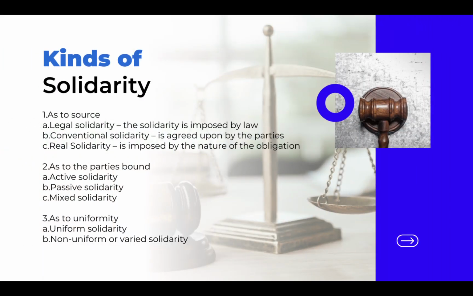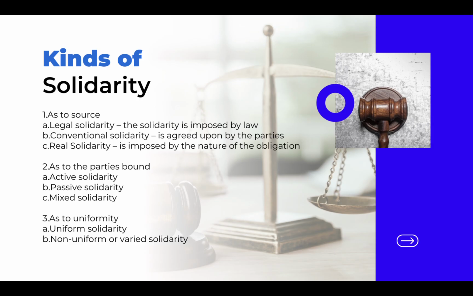Okay? What are the kinds of solidarity? As discussed earlier, legal solidarity based on law, conventional as agreed by parties, kailangan nandun yung terms of agreement, real solidarity imposed through the nature of obligation. Kung yung nature of the obligation is solidarity, then it is solidarity.